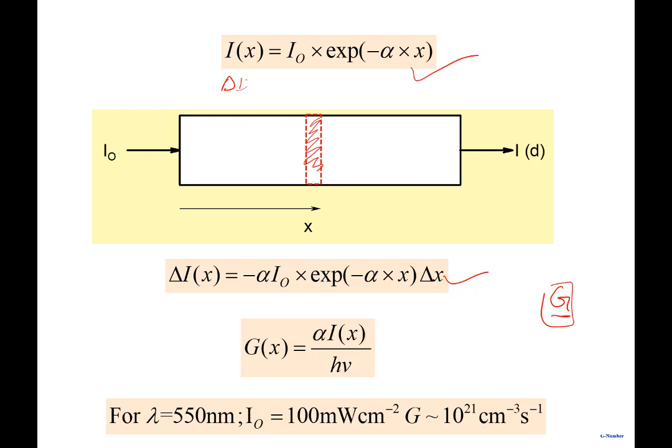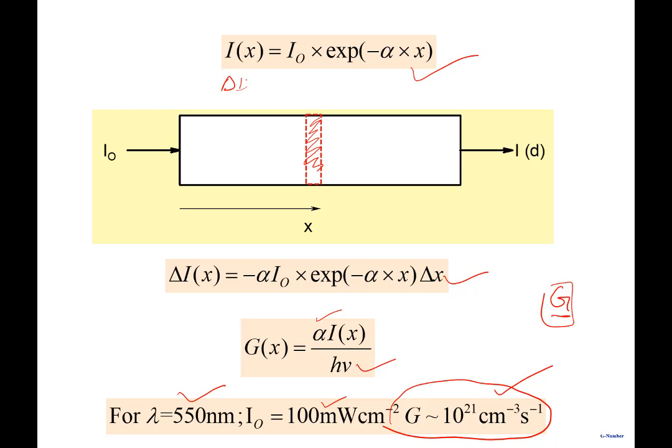Converting it into a generation rate, this is alpha times Ix, and dividing by energy will give you a generation rate. I would suggest that all of you do this calculation yourself. For example, for lambda equal to 550 nanometer, I have a value of alpha, a value of h nu, and the initial intensity of 100 milliwatt per centimeter squared. If I put in all these numbers, I get 10 to the power 21 per centimeter cube per second. This is the generation rate as a result of solar radiation falling into my solar cell, a number you can keep in mind.